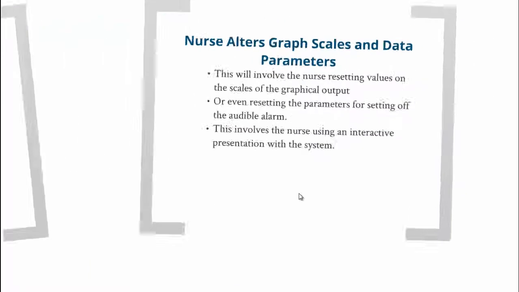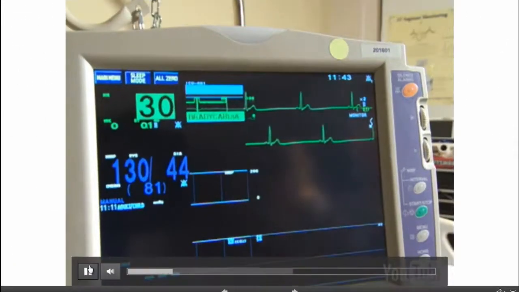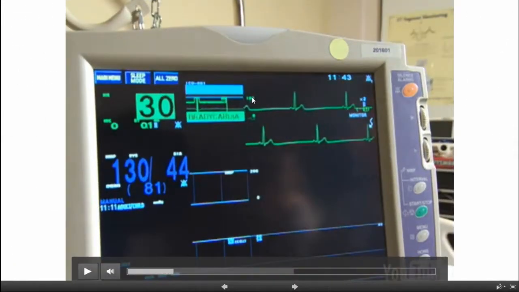Right, let's go on. So let's have a look. What did we say? Nurse alters graphs, scales and data parameters. That's something I forgot to mention. So this will involve the nurse resetting values on the scales of the graphical output. So if we go back and just have a quick look at the graphical output, the reason we want to reset these values is if it changed a lot, these graphs might appear too small or too big. Whereas if we change the parameters, then we can see the graph clearer for the setting that it's been assigned.